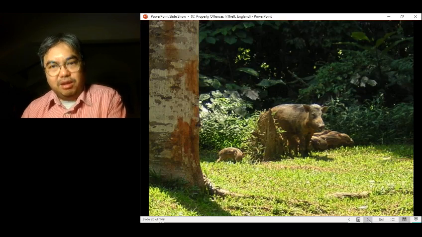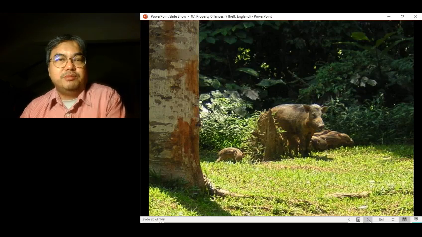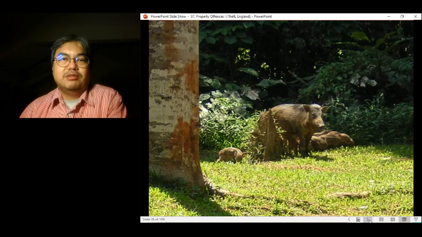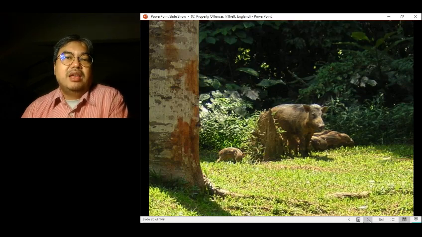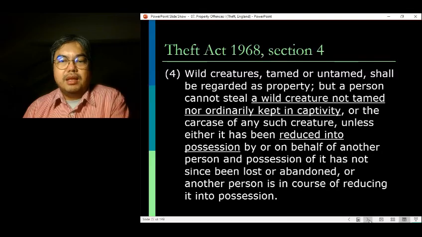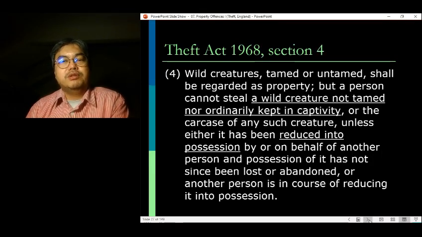It could be other offenses, especially if it's endangered species, and of course in Taman Negara we are not allowed to harm or kill any animals there, but it won't be considered to be theft unless it has been reduced into possession. How do you reduce it into possession?